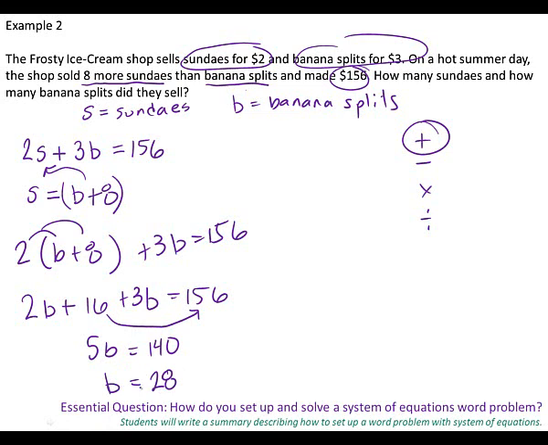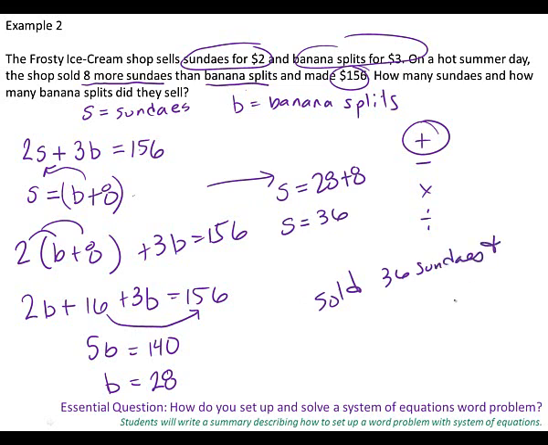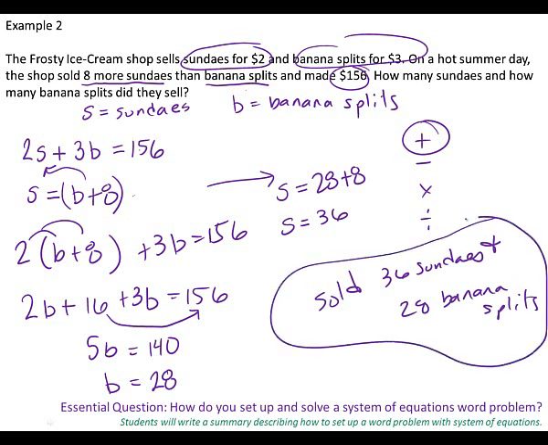So 28 banana splits. How am I going to calculate sundaes? Plug in. Do you want to plug into the first one or the second one? I'd go second one, right? Because it's already solved for us. So sundaes equals 28 banana splits plus 8. So how many sundaes did they do? 36. Good. Let's conclude it a little bit. Let's give it a little bit of an ending. So we know that they sold 36 sundaes and 28 banana splits. That wasn't a true sentence, but at least it kind of gives it some kind of a conclusion there for us.